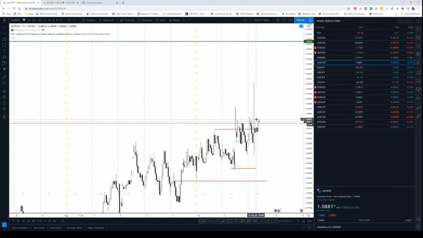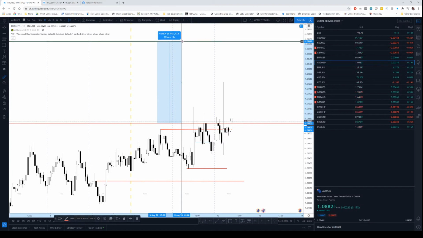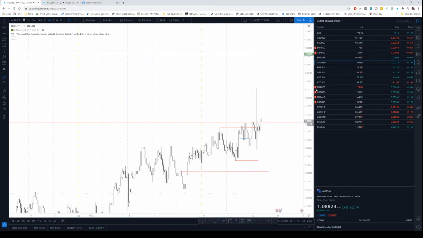so let's see. Once we manage to close above it, we will see price drive to this level, and that's over 82 pips. Not a lot, but on this pair it is, because this pair doesn't move that much, right? So let's see what happens.